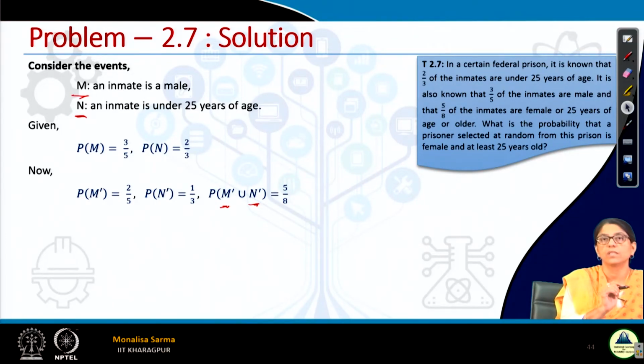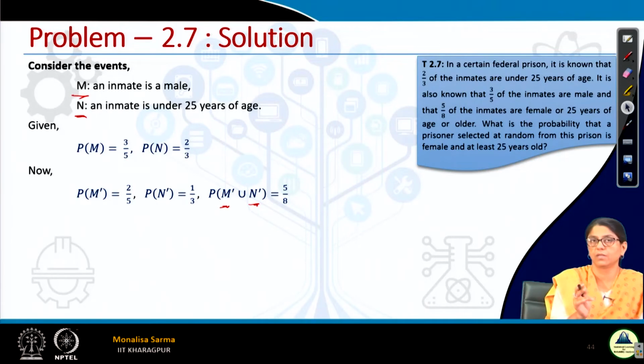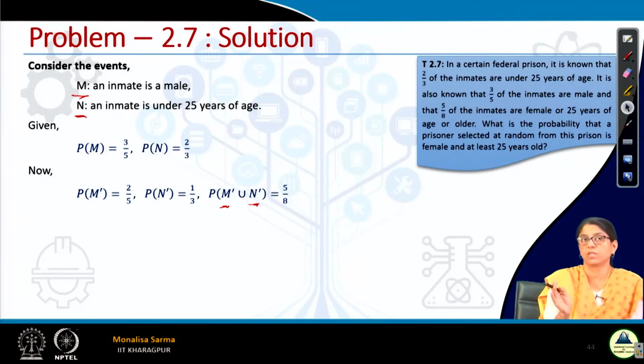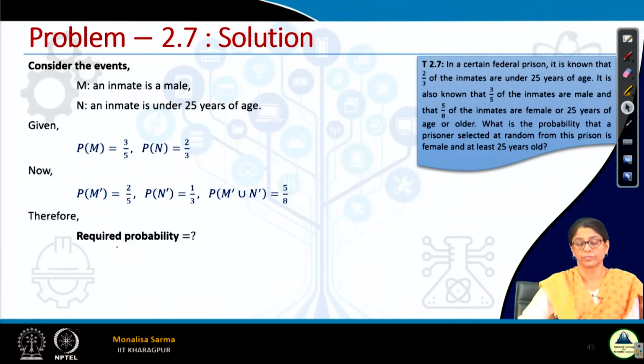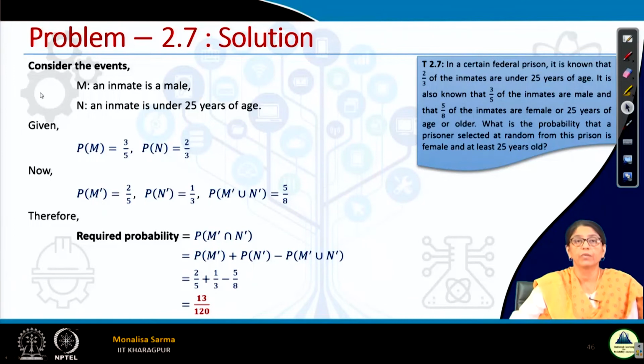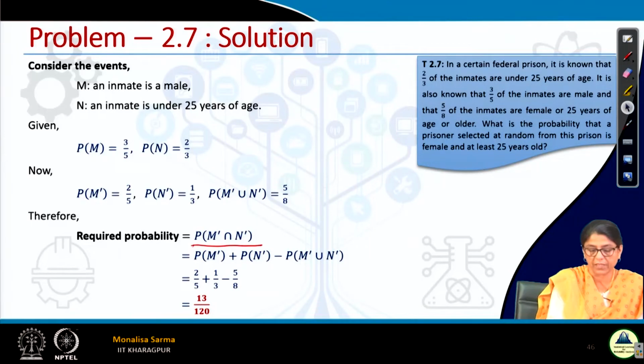Now, what is the probability that the prisoner selected at random from this prison is female and at least 25 years or older? That means I have to find an intersection. So, what do I need to find? The probability of M bar intersection N bar. M bar denotes female and N bar denotes the inmate is 25 or above. At least 25 means 25 or above.